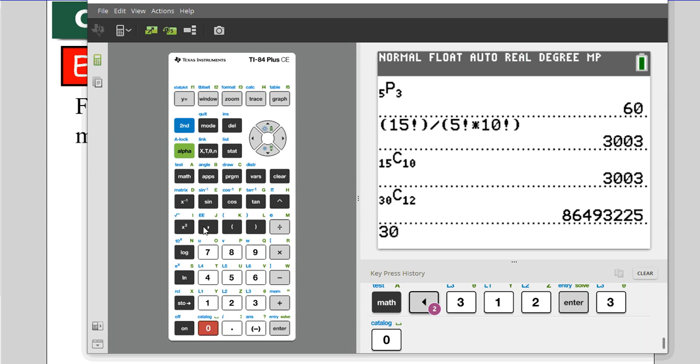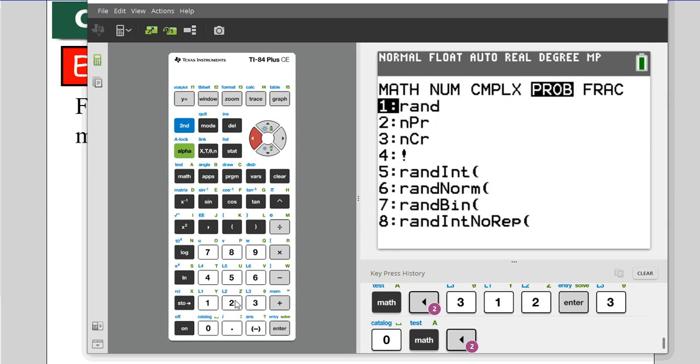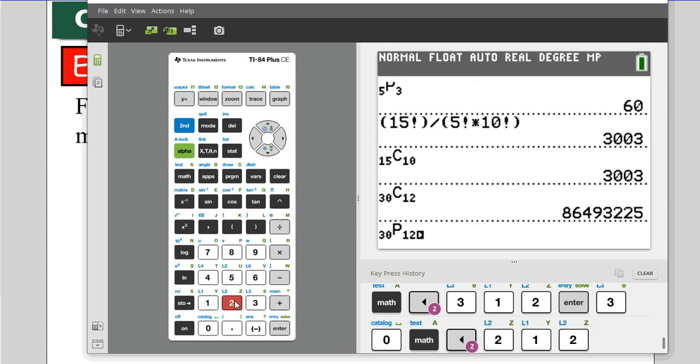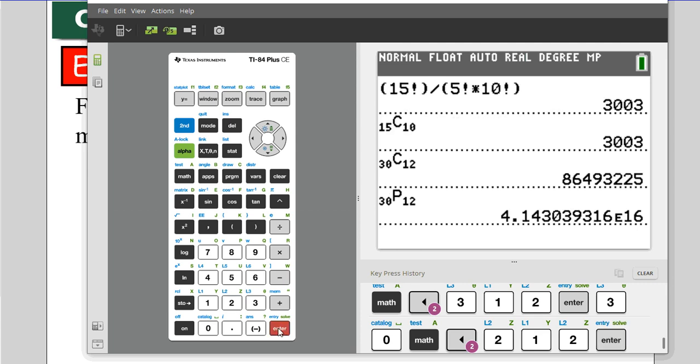What it was 30 and then permute 12. Ask yourself, is this number going to be bigger or smaller? If you need to, pause it and think about this before I hit enter. It's going to be much, much bigger. That is 4.1 times 10 to the 16th.